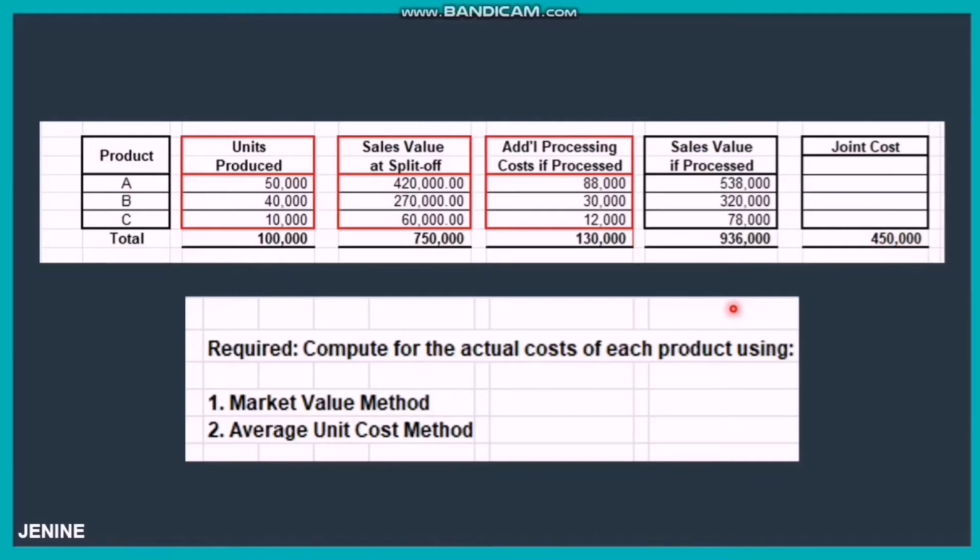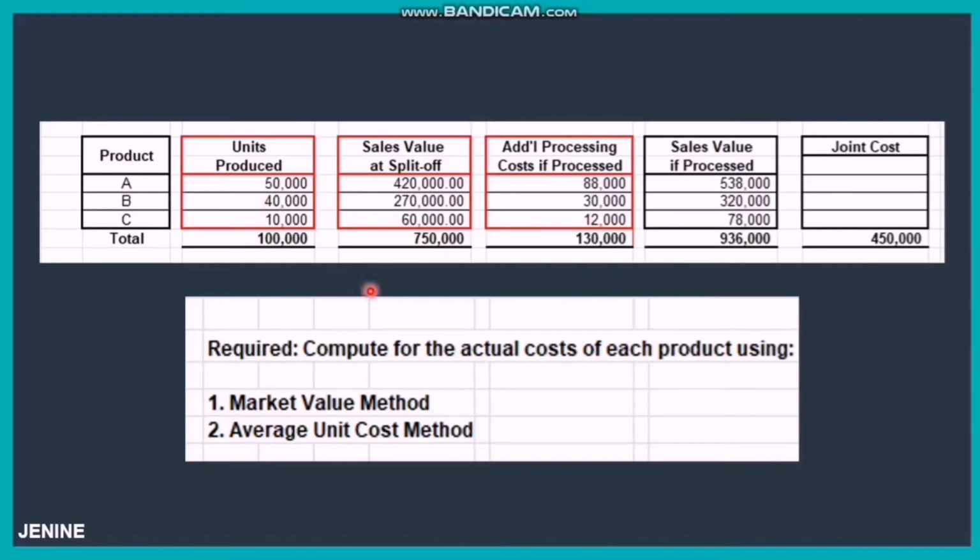So what you're required to do is to compute for the actual cost of each product using number 1, market value method, and number 2, average unit cost method. So to recap lang, market value method, yung basis na to for allocating the cost is yung market value ng bawat product. Whilst average unit cost method or physical output method, yung basis na to is yung units produced ng kada product.